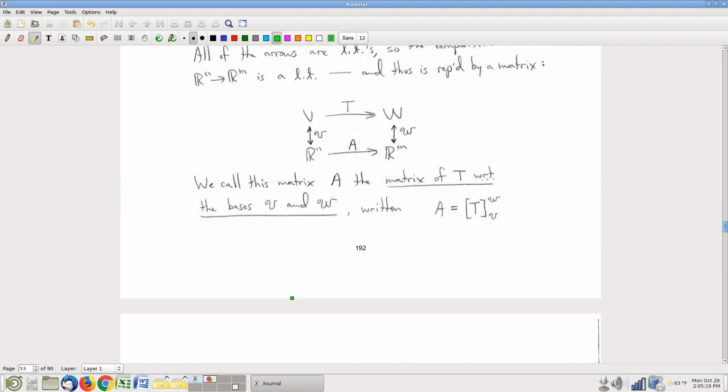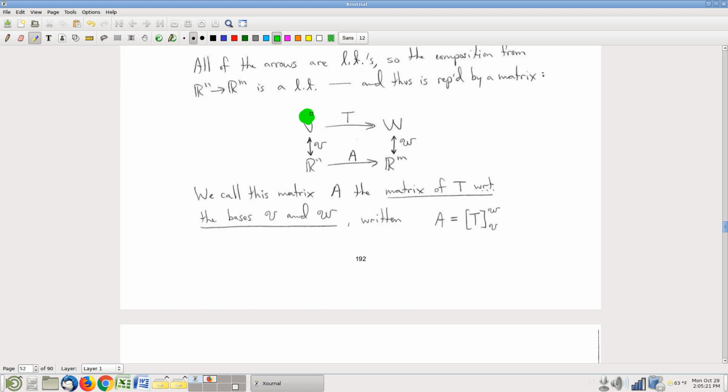A vector in the vector space V. Apply the linear transformation and then write the coordinates with respect to W. We're just going over and down in that diagram.